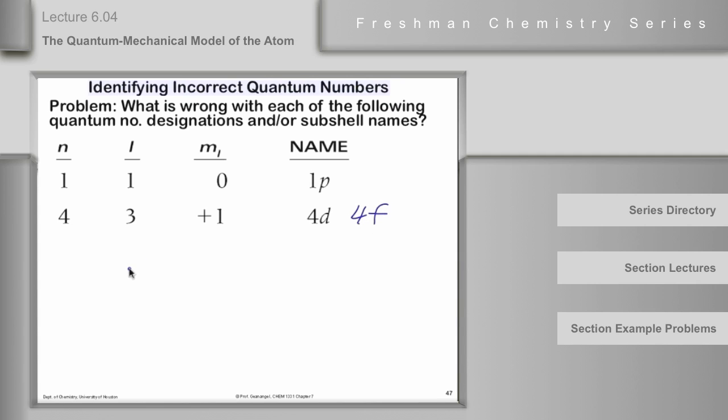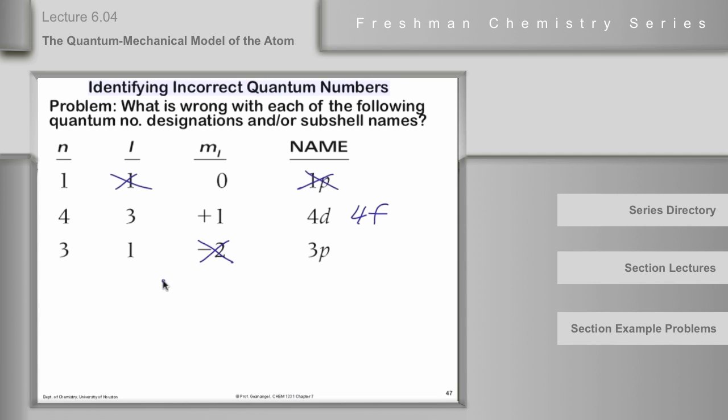Questions on that one? Let's see, got one more? Yeah, here's one more. 3, 1, negative 2, the 3p orbitals. N is equal to 3, that looks good. L is equal to 1, that's certainly a p subshell. Is there anything wrong with this? M sub L cannot be equal to negative 2. You're right, because M sub L takes values from L down to minus L. So minus 2 is outside of that. So all of these are bad.